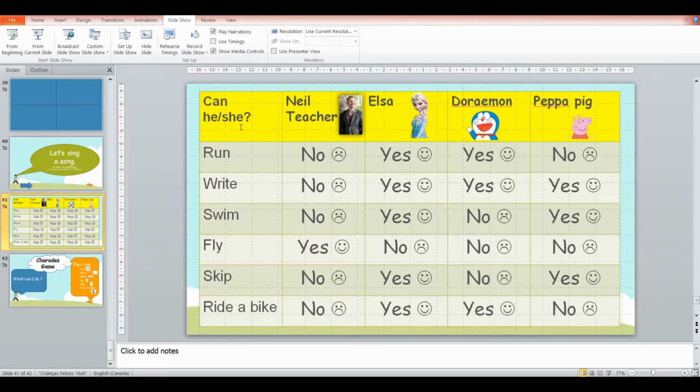I chose the characters Elsa, Doraemon and Peppa Pig because they are very famous in China, and also they are very easy to say for the students, so keep that in mind.